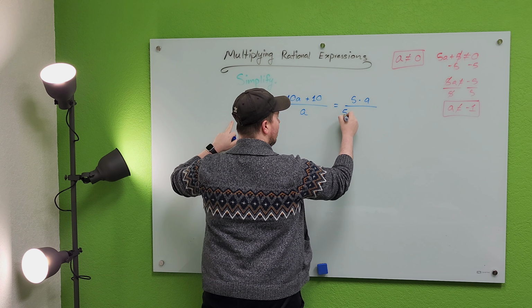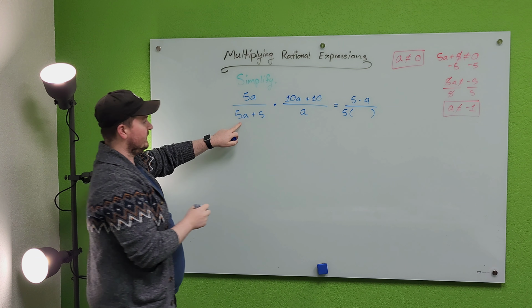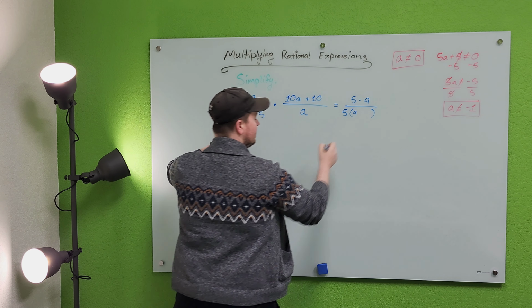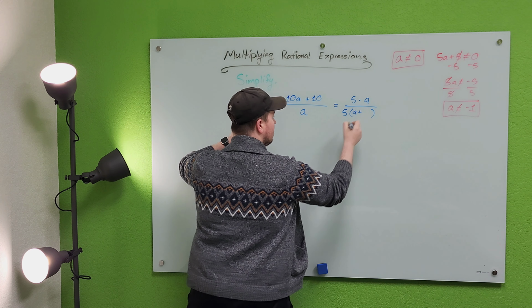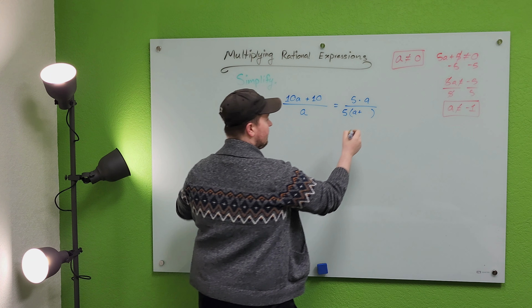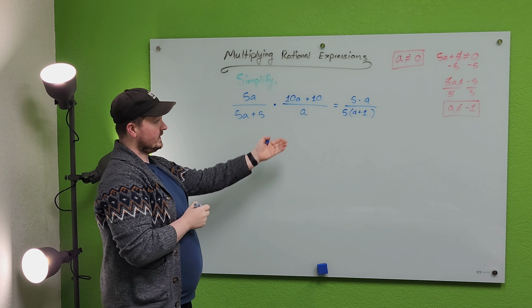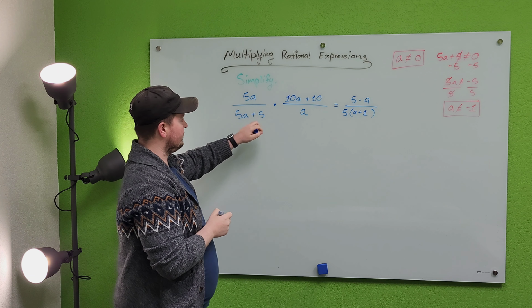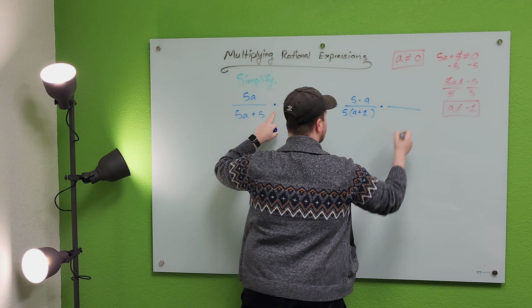So take out this 5, and now we ask, 5 times what is 5a? Well, 5 times a is 5a. This is plus, so we're going to keep the plus. Now we ask, 5 times what is 5? 5 times 1 is 5. So that's it for factoring this first rational expression. Bring over the multiplication, bring over the division bar.